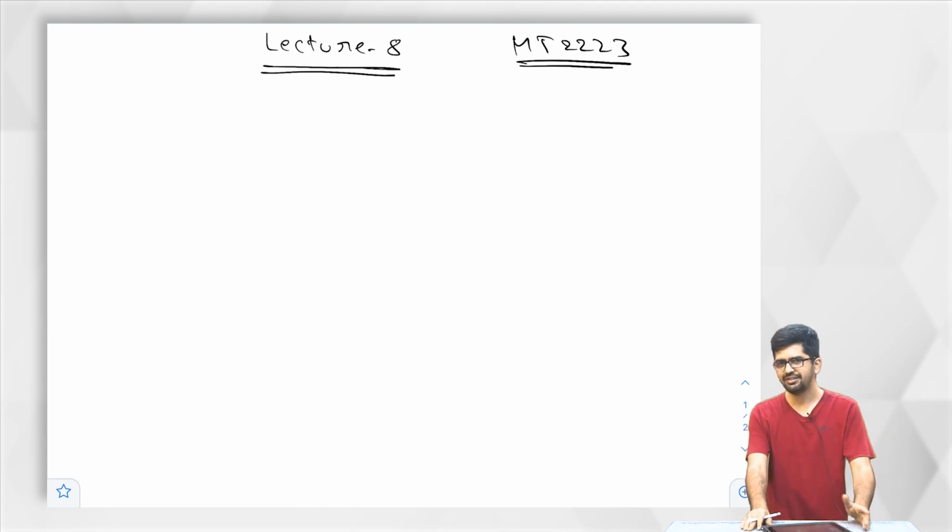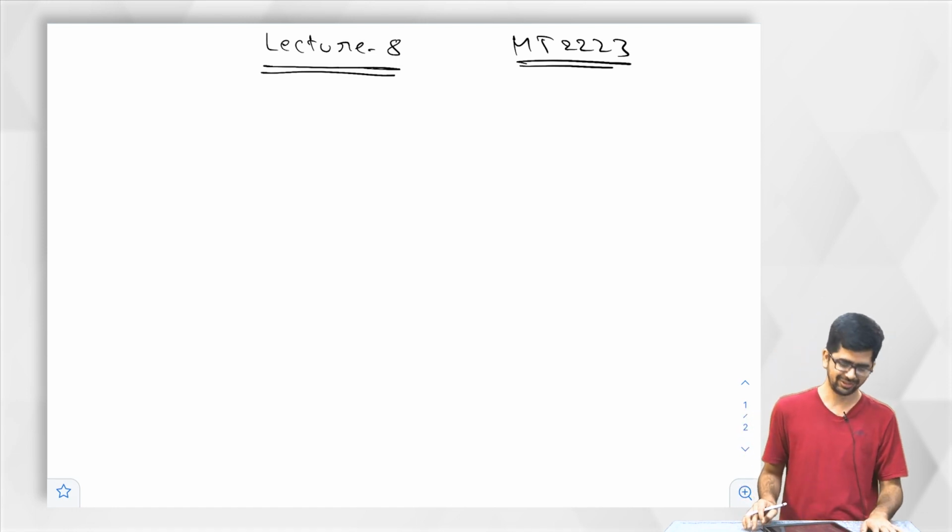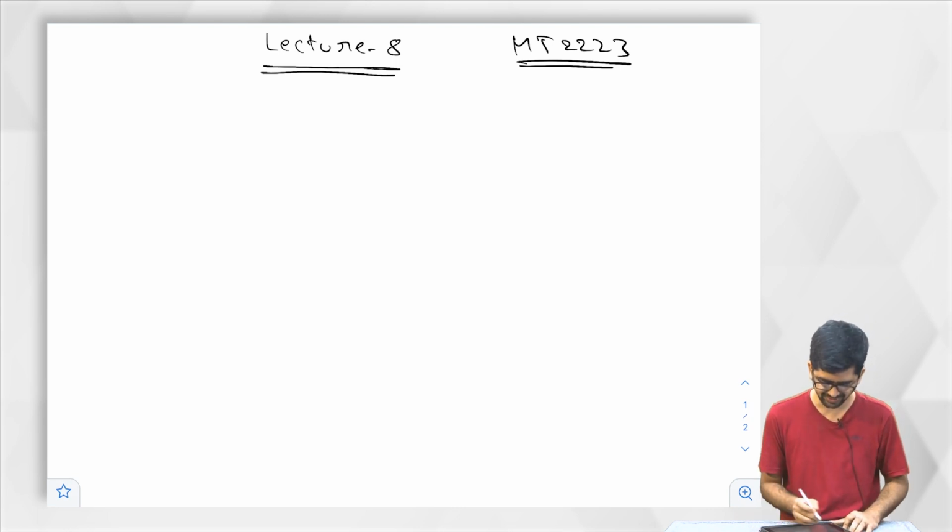So, in the last session what we have seen is some examples of sequences. We have seen some of them are bounded, unbounded, convergent, not convergent. So, let me just write down what we have seen last time. So, what are the sequences?